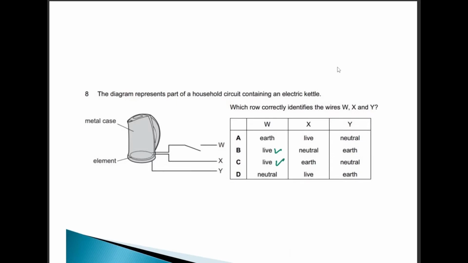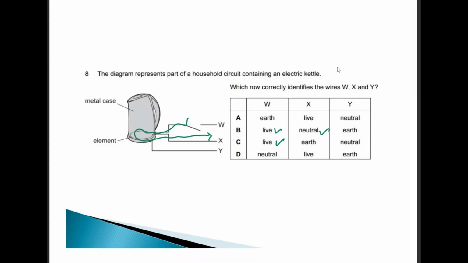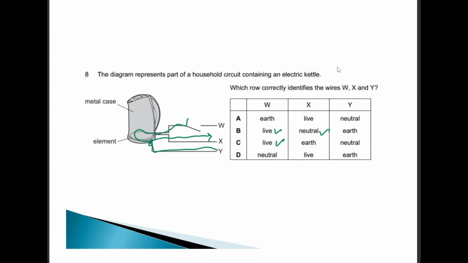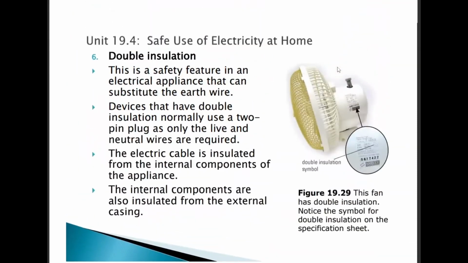So W is the live wire, right? And this is what goes in and completes the circuit, and comes out again. X should be the neutral wire, right? Because we need to complete the path. And the wire that is connected with the body only and is brought out separately is the earth wire, right? So option B would be the best configuration to use these wires. Do you understand the type of questions? Right? Okay, all right.